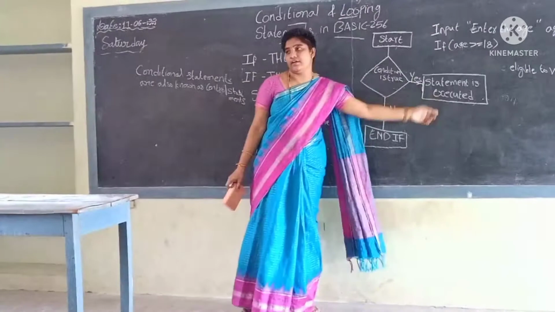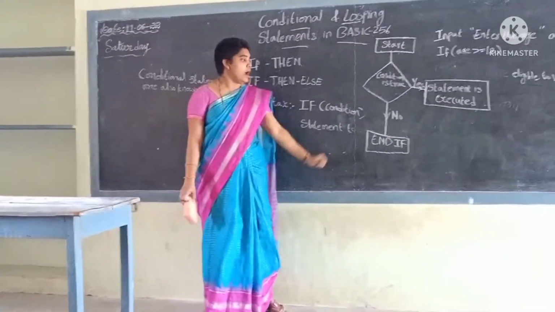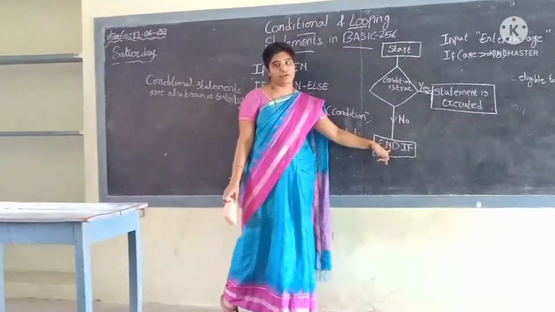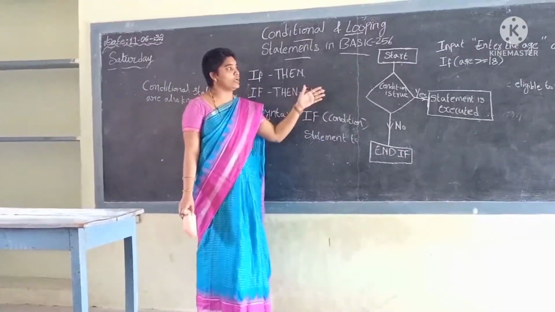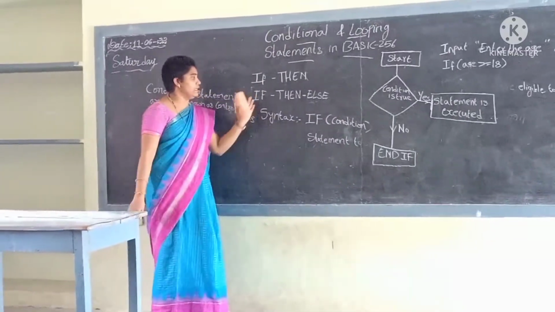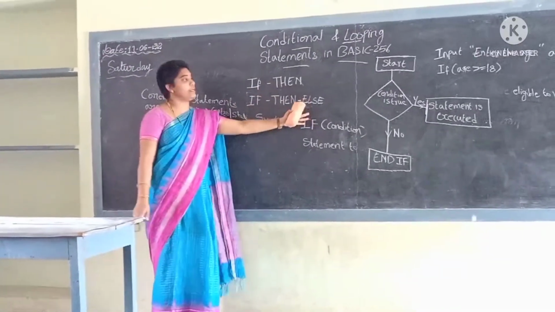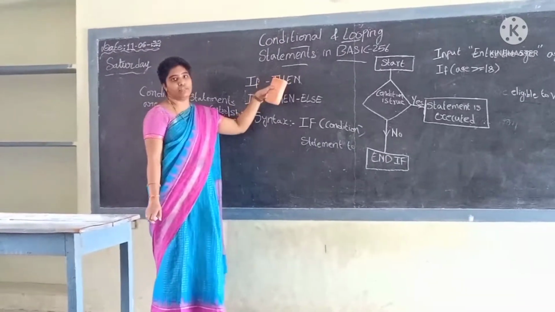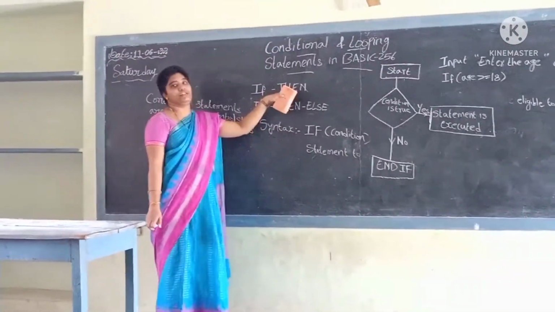Once the condition becomes true, the set of statements will be executed. Otherwise, the endif statement will terminate. So the control will come out of the program and display the output. In the same way, the if then else statement is just a continuation of this if then statement.